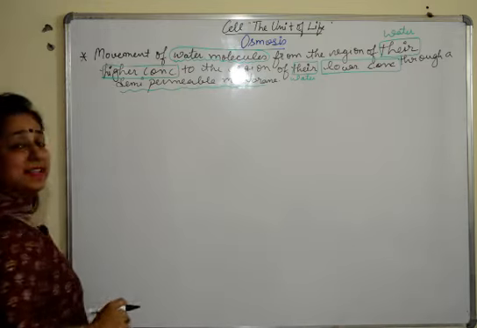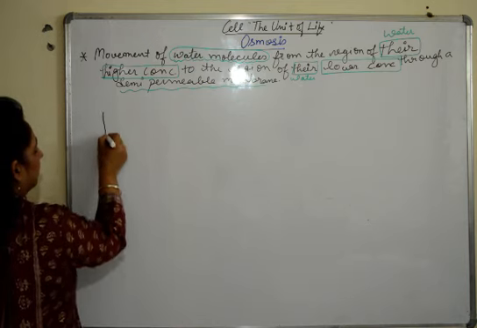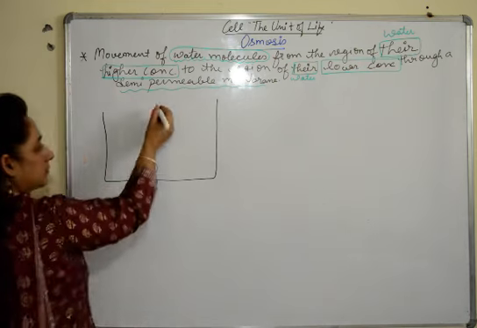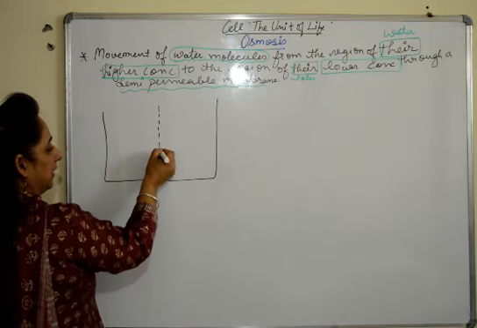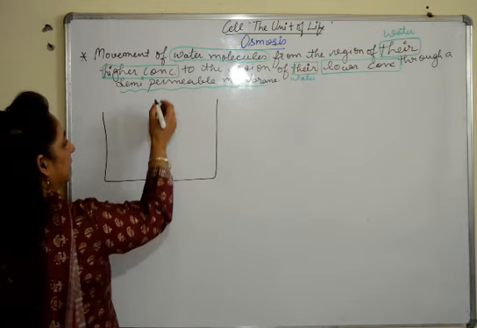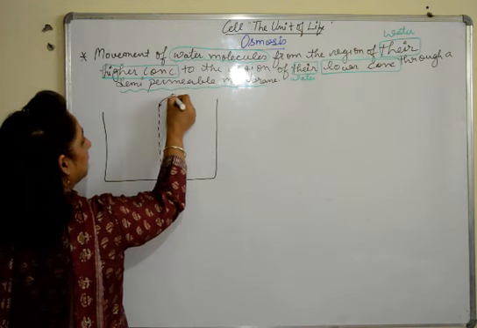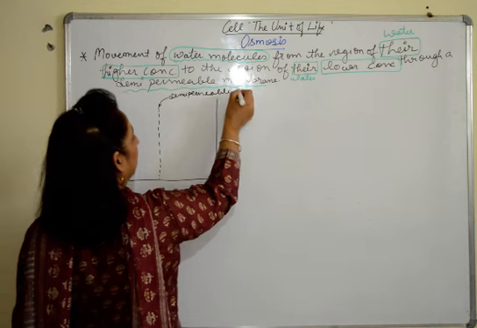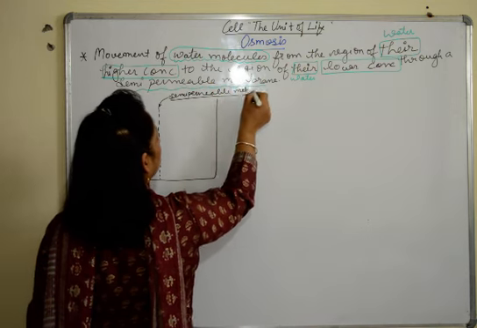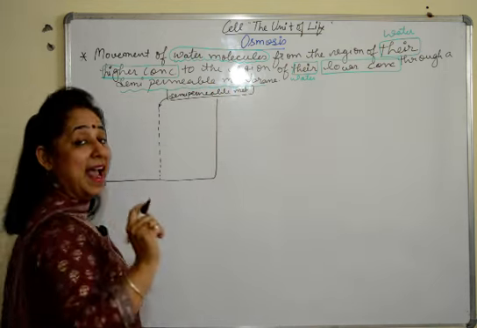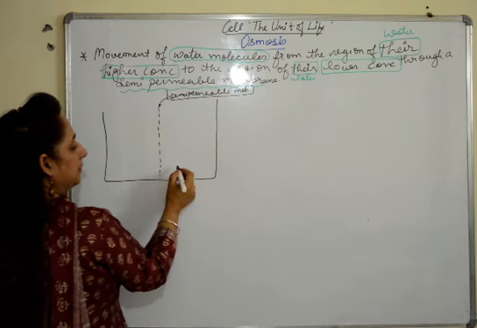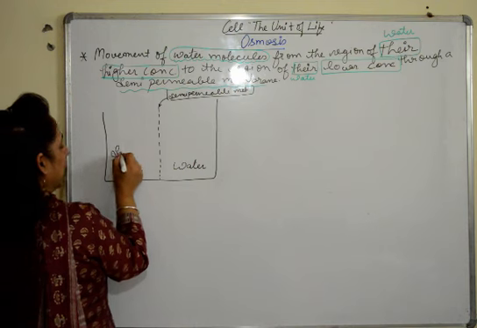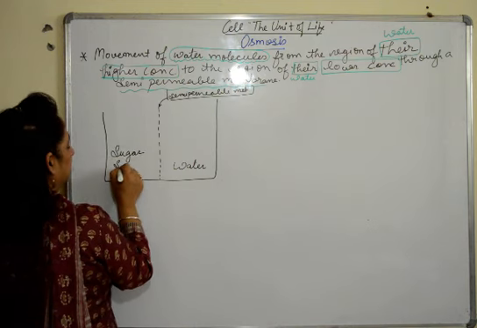Now to explain this process, I'll have this diagram here. Suppose in a beaker we have this semi-permeable membrane here. This is a semi-permeable membrane. And on one side of the beaker we have water, and on the other side we have sugar syrup.